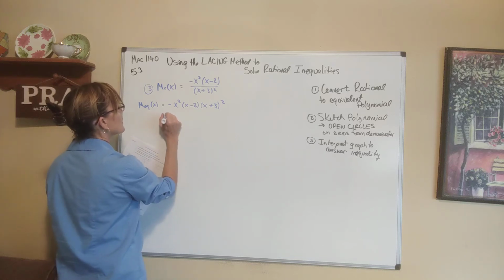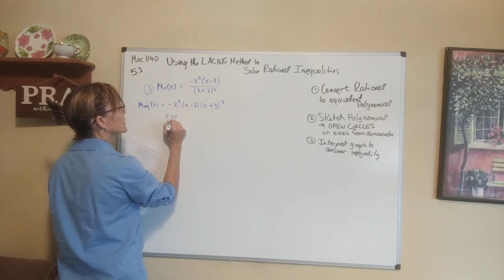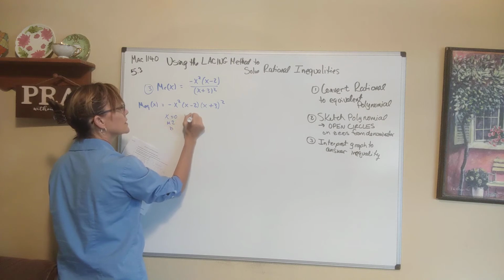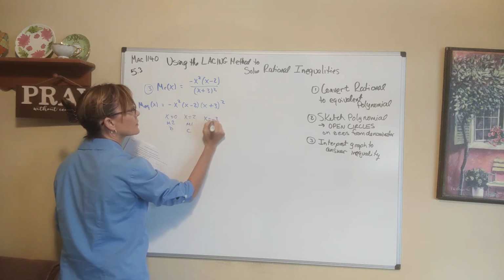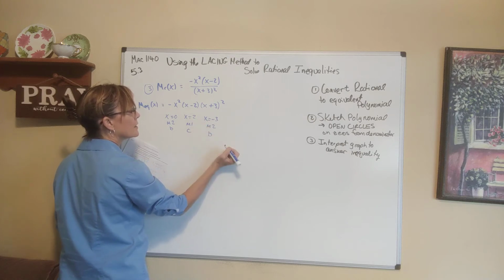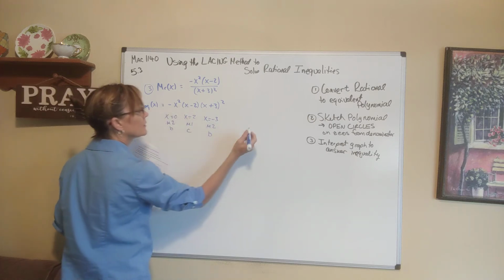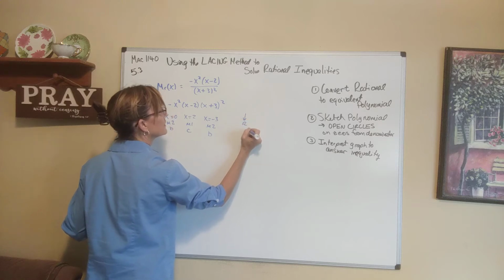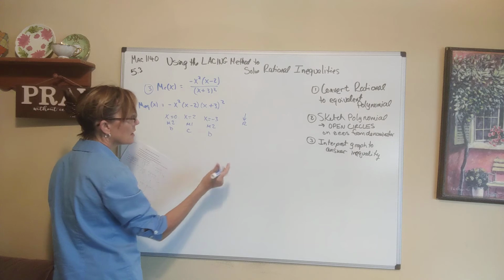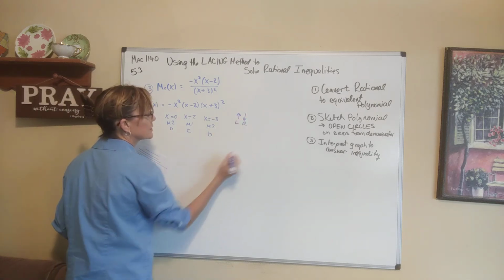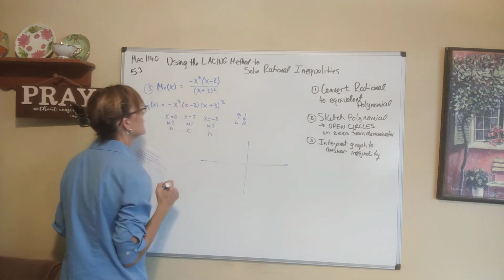The zeros are x is 0 with the multiplicity of 2, it will bounce. X is 2 with the multiplicity of 1, it will cross. X is negative 3 with the multiplicity of 2, it will bounce. The end behavior: negative leading coefficient, down to the right. The degree is 2 plus 2 plus 1, which is 5, which is odd, which means the left behavior will switch up. So, right here.